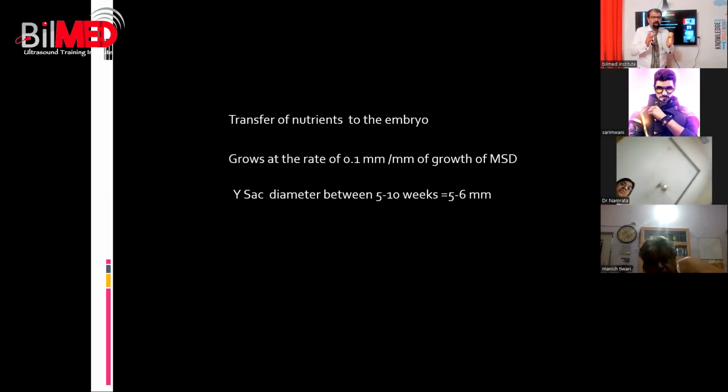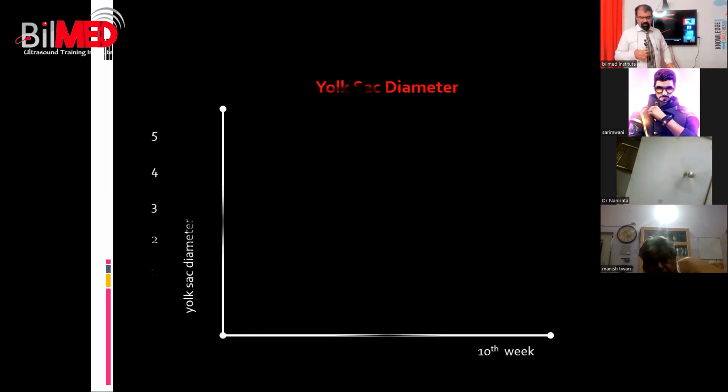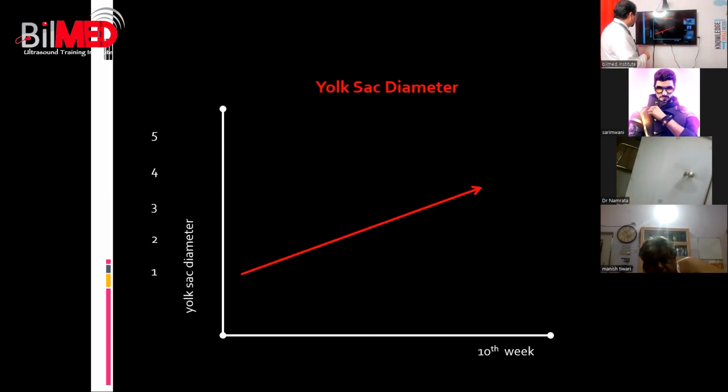So the point is, don't get happy if you are dealing with a big yolk sac. It doesn't mean that God has given a bigger tiffin. No, that is also abnormal. Now, see here, the yolk sac should not be less than 2 millimeters, and it should not cross 5 millimeters. So the yolk sac has to be in the bracket of 2 to 5 millimeters only.